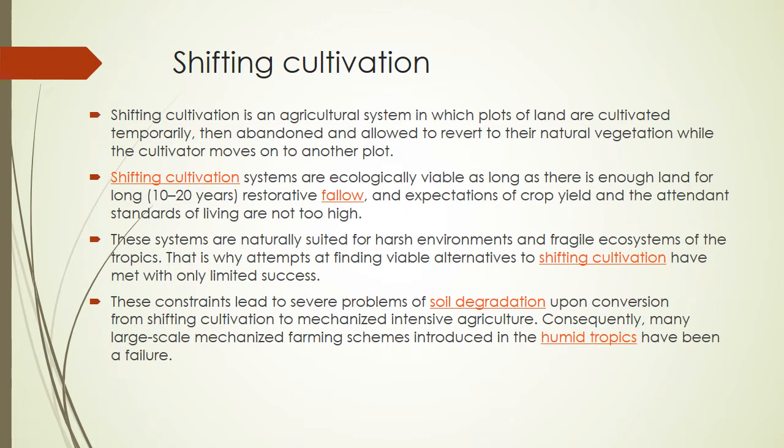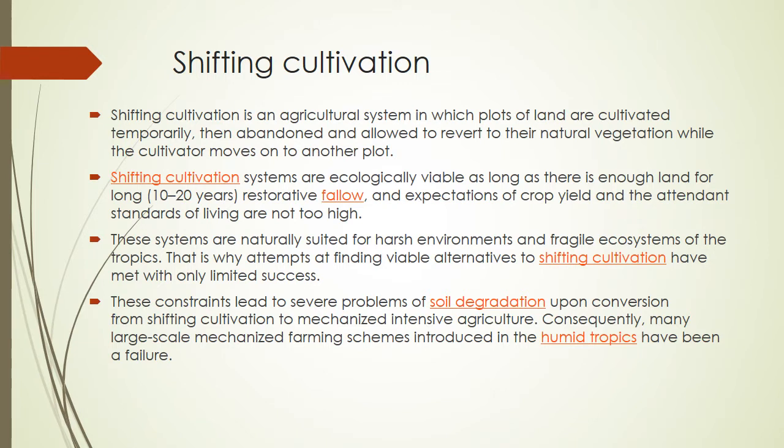Shifting cultivation systems are ecologically viable as long as there is enough land for long 10 to 20 years restorative fallow, and expectations of crop yield and the attendant standard of living are not too high. So the standard of living of these people is not too high. They keep the land under cultivation, then keep it fallow for 10 to 20 years, and the expectations of the crop yield are not too high.